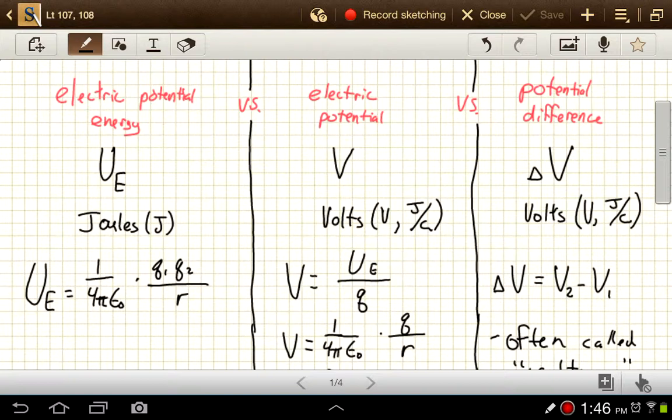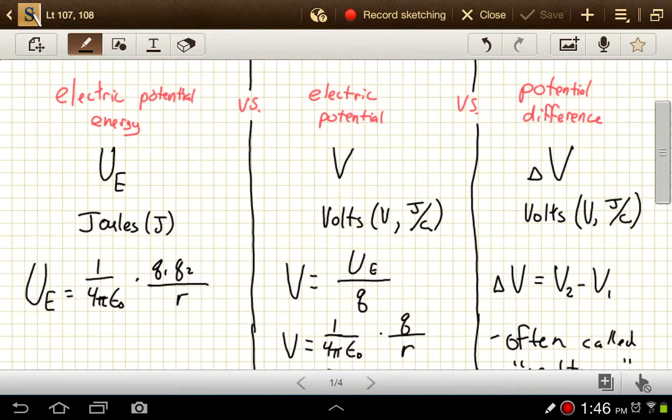Next up, we have electric potential. We've dropped the energy from the term here. So not electric potential energy, electric potential. We looked at electric field and gravitational field, and we thought of those as ratios between the force and the charge for electric field, or between the force and the mass for gravitational field. Electric potential is going to be kind of similar to that. It's a ratio of the electric potential energy to the charge.